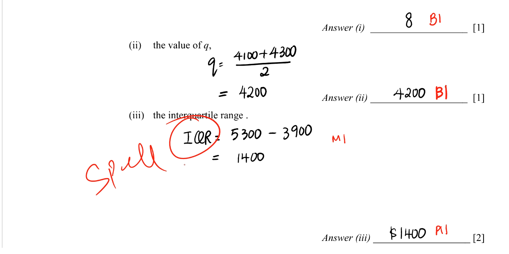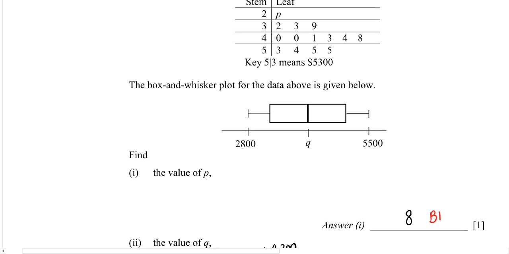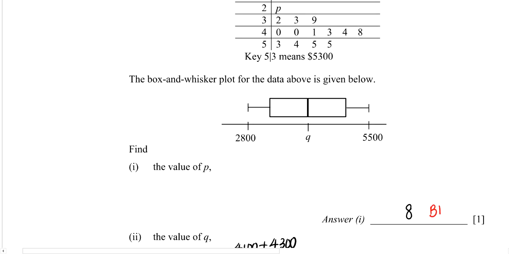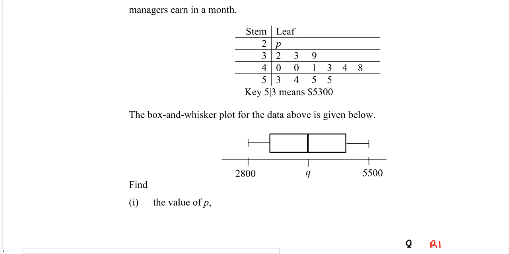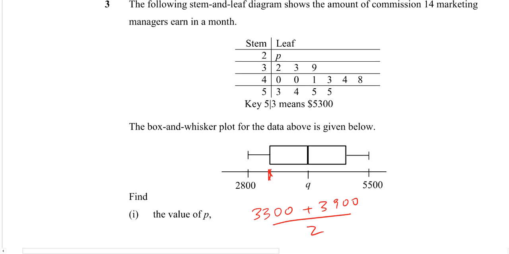What about IQ? Don't know how to get it? What is your value for the lower quartile? What is this value that you have? 3300 plus 3900 divided by 2. What formula is this? Oh, you mean to find the lower quartile, is it? Okay, let's see. How many people are there over here? 14. So I've got the lower 7 and the upper 7. 1, 2, 3, 4, 5, 6, 7.